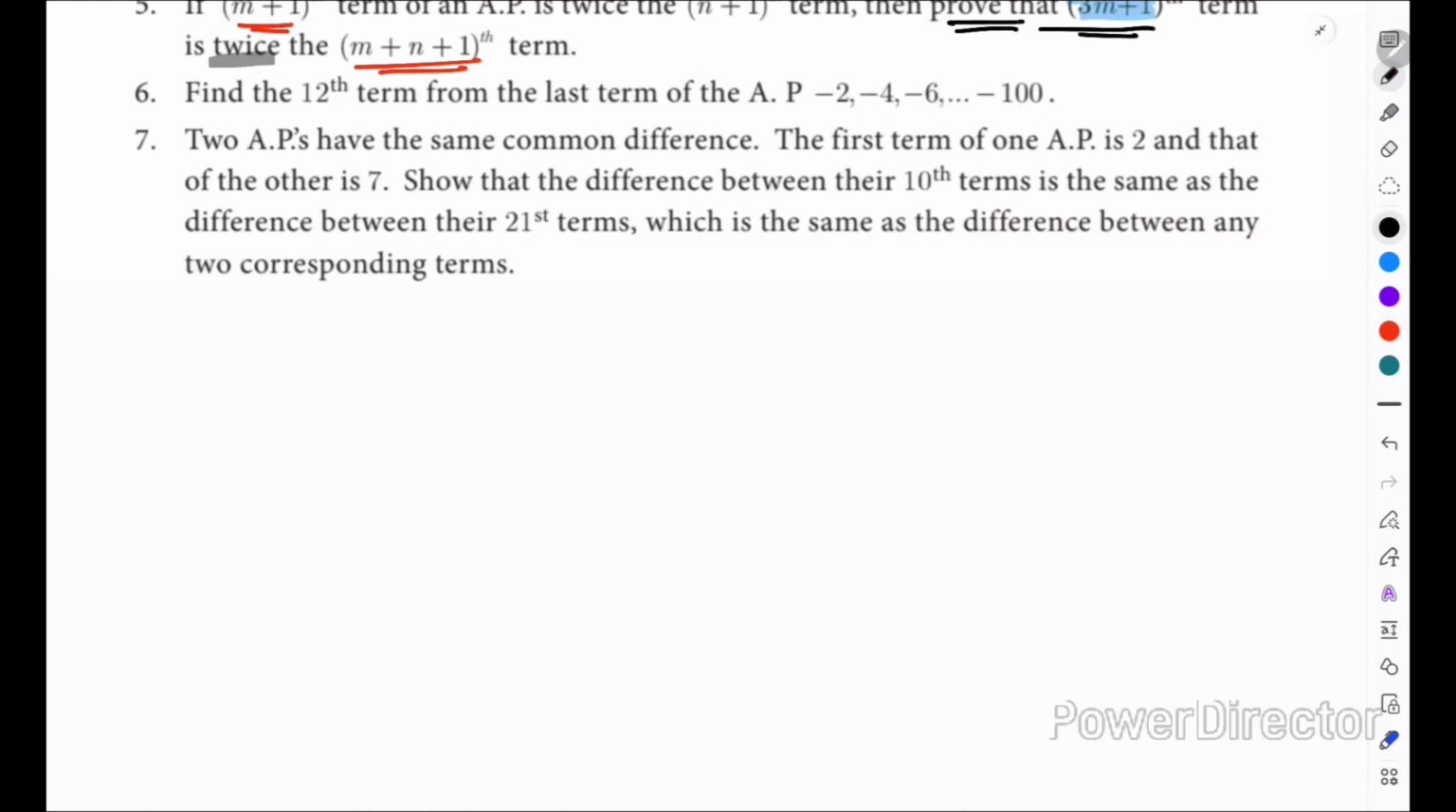Okay, now let us try to solve the next question. See, the next question is quite simple. It is worth only 1 mark, so the rest of the marks are for concept only. So now let us try to understand: two APs have the same common difference.